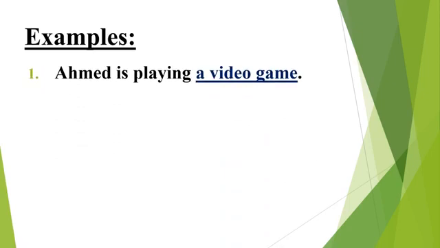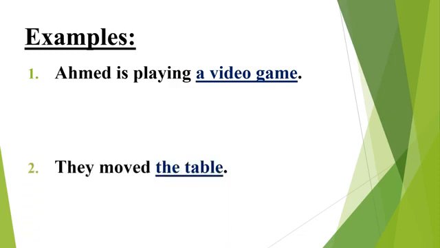Sentence number 1. Ahmed is playing a video game. What is Ahmed playing? A video game, because we are getting the answer of what. So a video game is an object for this sentence.